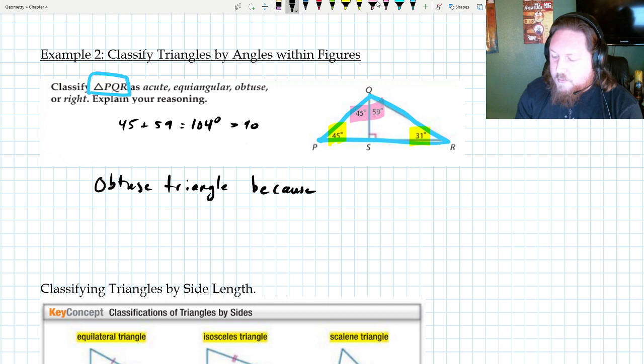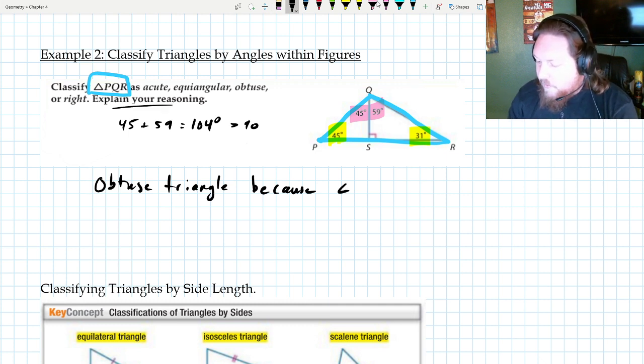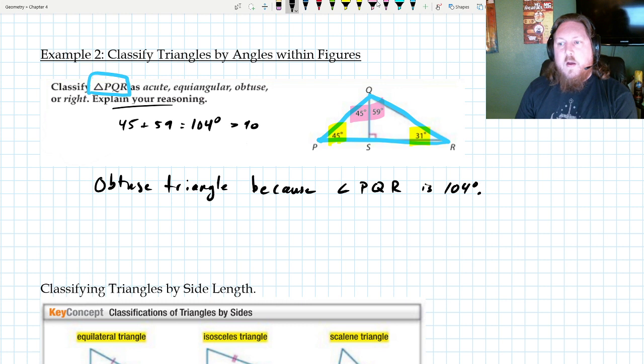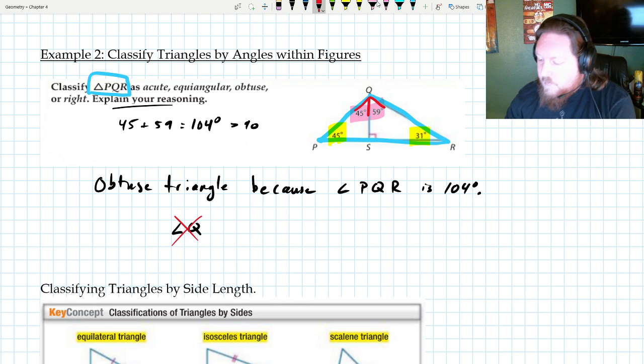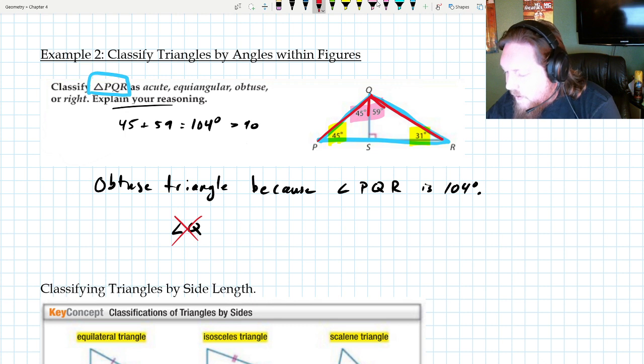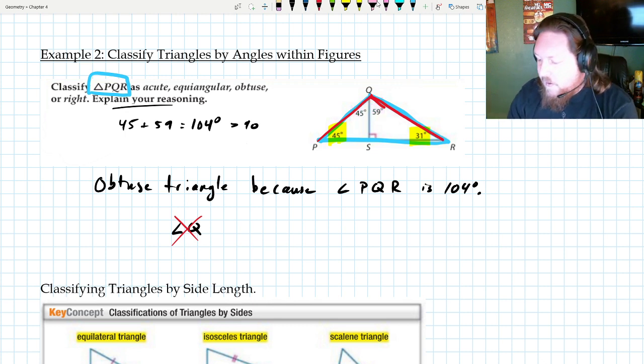because, and I'm on the explain part of this, angle PQR is 104 degrees. Now notice here I did not say angle Q. I did not say that, because here there are two different angles that are relating with Q as the vertex. So I have to be specific and choose their sides. Thankfully, it's the same sides as the triangle. So I make sure I have PQ and then down to R, PQR. And that gives me this whole angle right here.